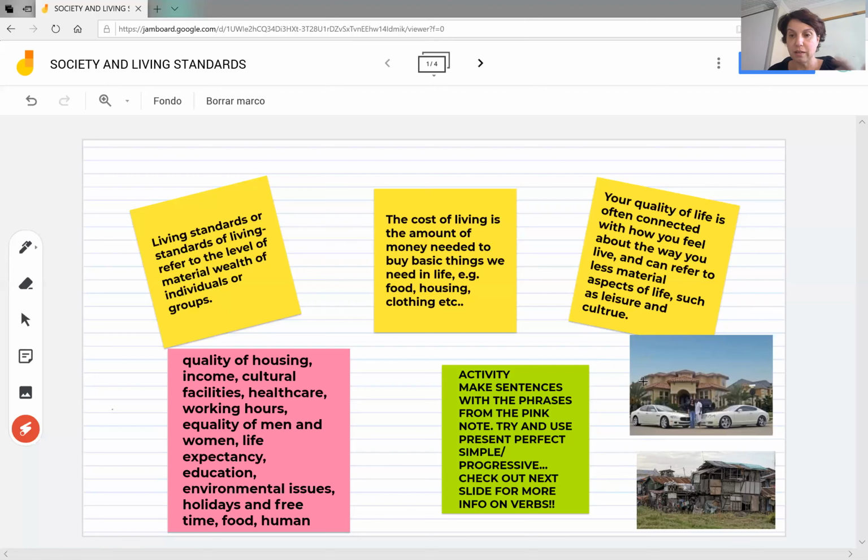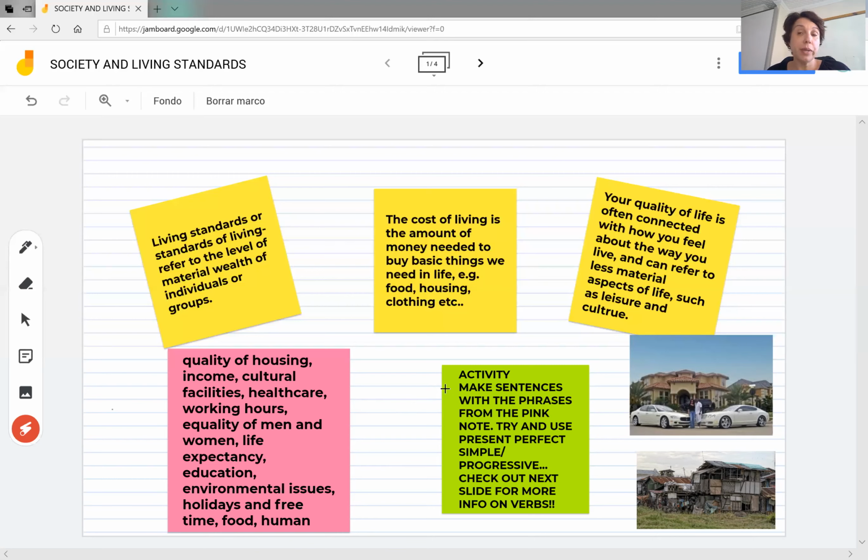One is a very rich, modern society with very high living standards. And the one at the bottom, you can see a house which has very poor living standards. The income is probably quite low. All these words in the pink note are concepts which influence our living standards.